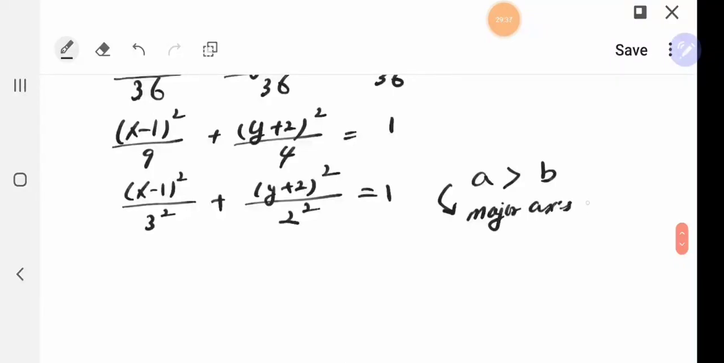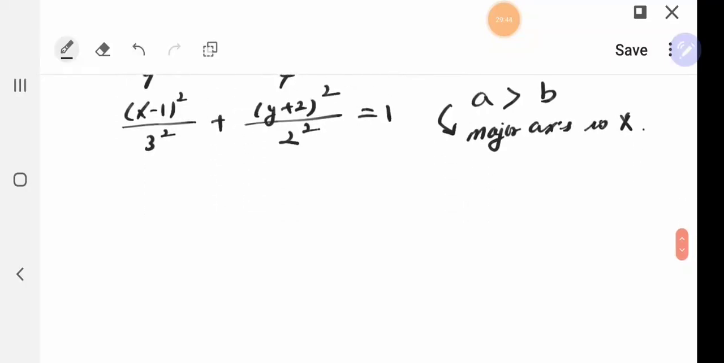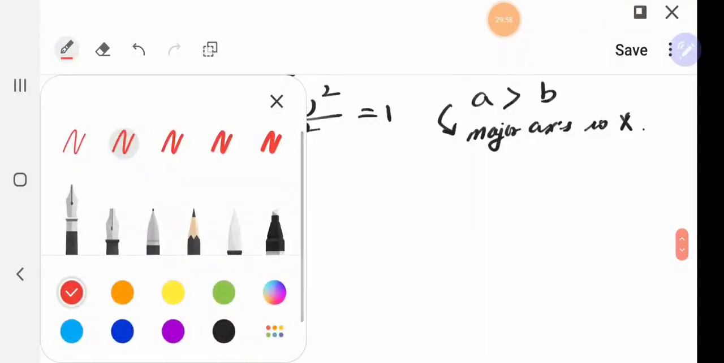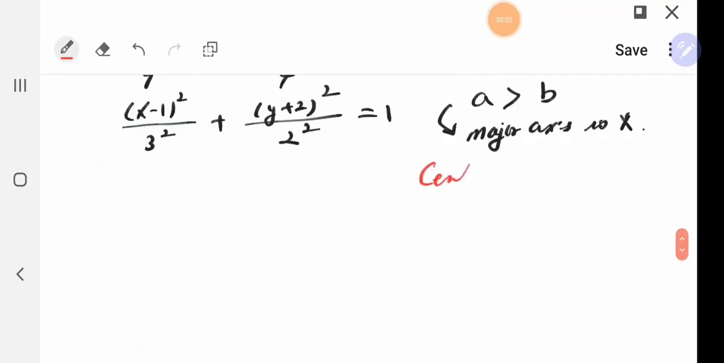The major axis is the x-axis. So if we graph it, okay, from here, what is the center? The center will be 1 and negative 2, because this is x minus 1. So we will shift the original ellipse 1 to the right and 2 down. Plus 2 means move 2 units down. So the center will be 1 and negative 2.